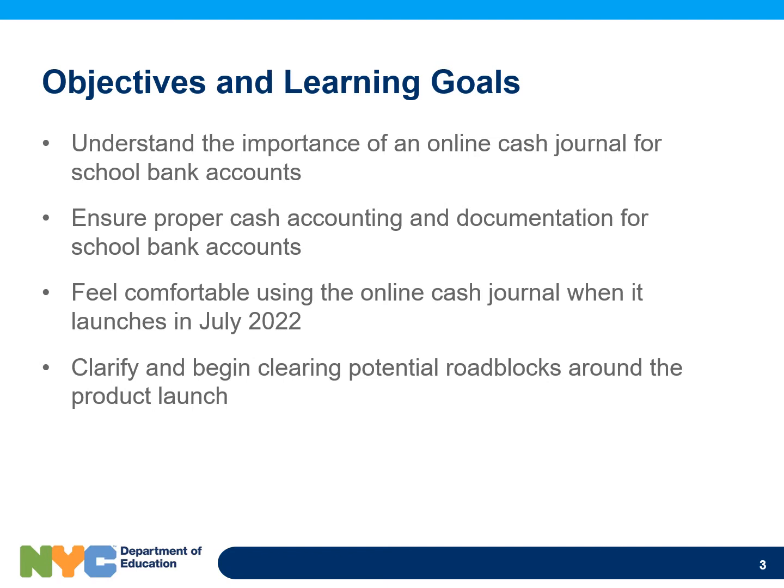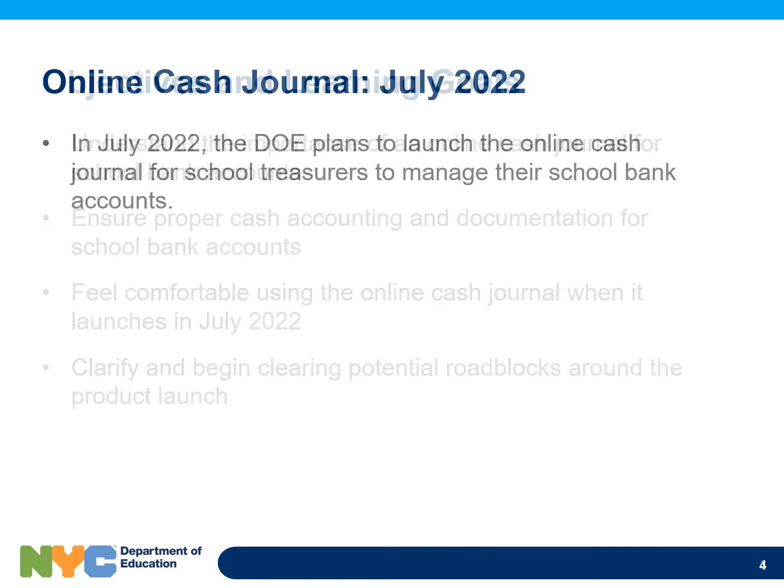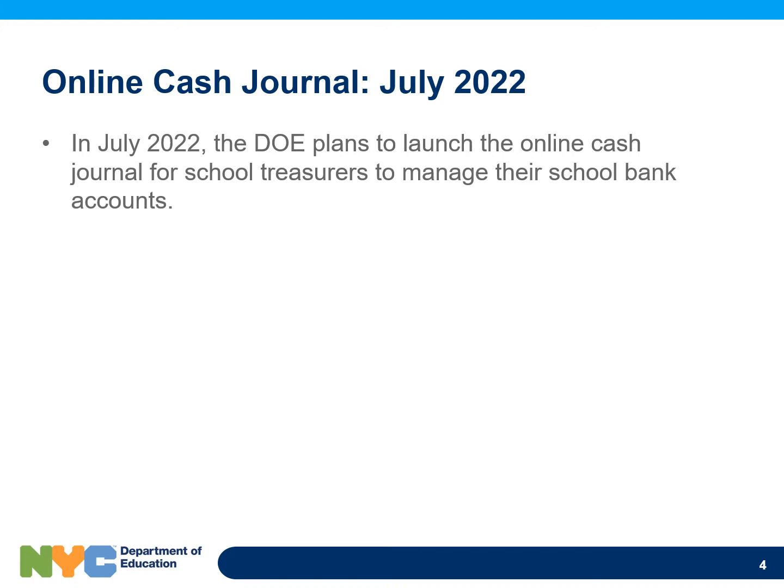The third objective is to feel comfortable using the online cash journal when it launches in July 2022. Finally, the fourth objective is to clarify and begin clearing potential roadblocks around the product launch. The online cash journal will go live in July 2022. Upon the journal's July launch, the DOE strongly suggests that schools use this online cash journal to manage their school bank accounts.